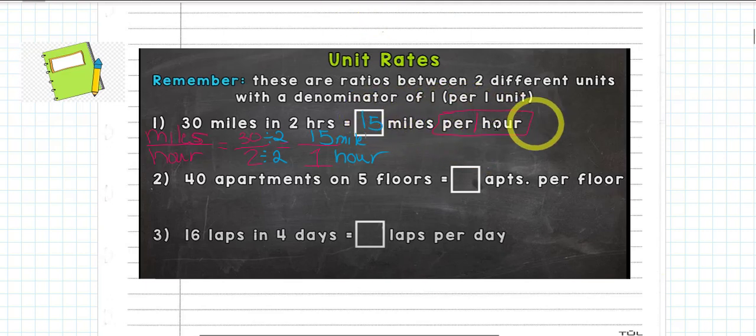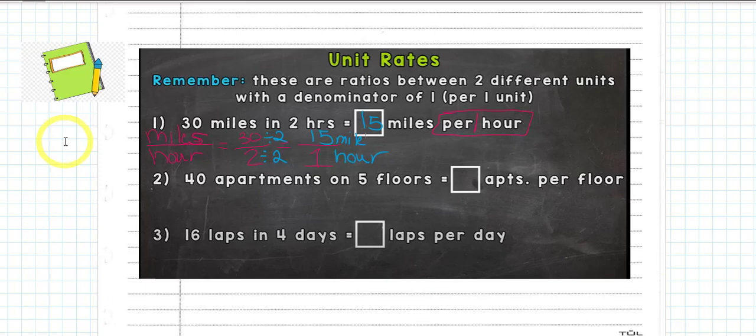And this is what I mean by ending with words. Because of the way we organized it, we understand that the miles are in the numerator, 15 miles per 1 hour, 15 miles per hour. So why don't you pause the video, try number 2 and 3, and then you can come back and check to see if you've got those correct.